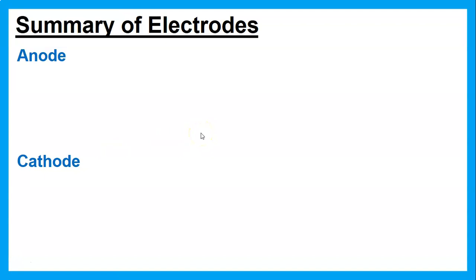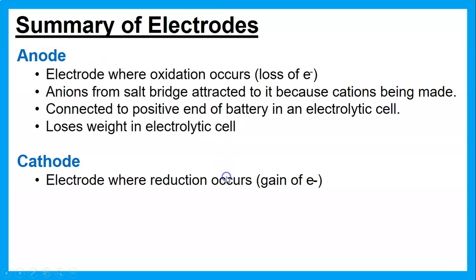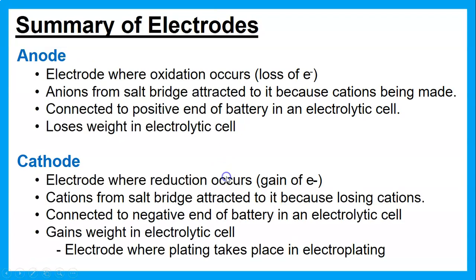All right, so I'm just going to put up all the various things that we've talked about for these two different locations in the cell, where we have our anode and our cathode, talking about which process is occurring, oxidation or reduction, what that means in terms of the electrons, and the salt bridge, which direction the various cations are going. Now, this next part we have not gotten to yet. We'll get there in a second.